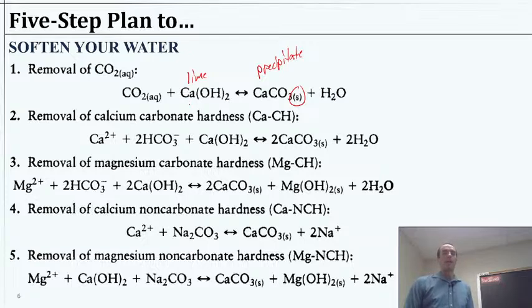and in this case we see that that's exactly what we did, right? We added calcium in the form of lime, and that got rid of a lot of the carbonate that was in the system by precipitating it as calcium carbonate.